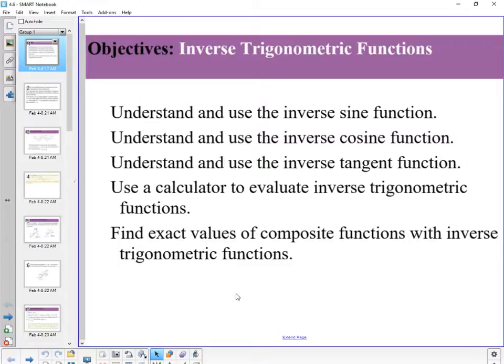If we get time, I'll teach you how to do some on the calculator. Some you won't be able to, especially when they say find the exact answer. Whenever they say the exact answer, they're asking you to do it by hand, pretty much. Okay? And then we'll find the exact values of the composite functions with inverses. Okay? Can I change the slide?